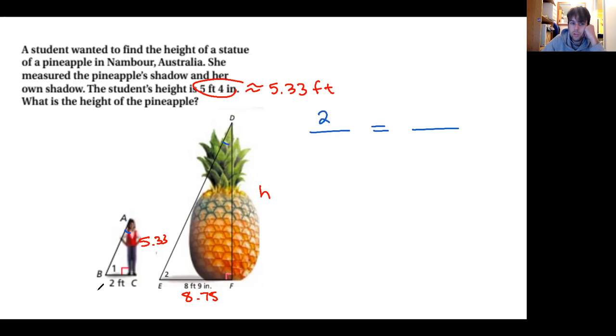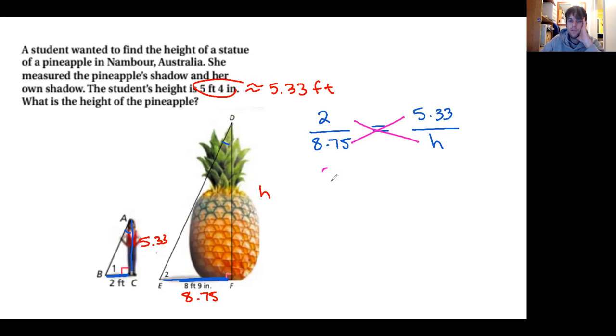It's going to be 2, which is the girl's shadow, that corresponds with the shadow of the pineapple, 8.75. And then the height of the girl, 5.33, over the height of the pineapple, h. That's the unknown. Again, setup here is very important. It's very important that it's consistent. There are many ways you can set this up. This isn't the only way, but it is one way. Again, I have the measurement of the girl on top, her shadow, and the measurement of the pineapple on the bottom, pineapple shadow, girl's height, pineapple's height. It's that consistency that we're looking for.